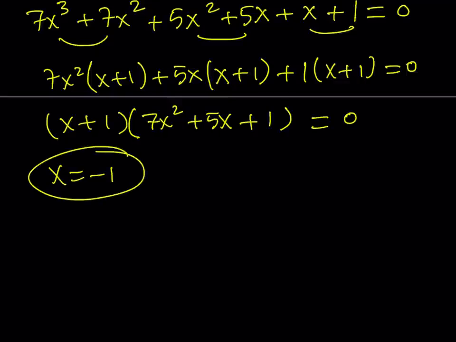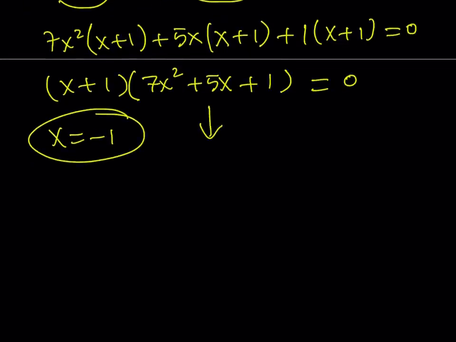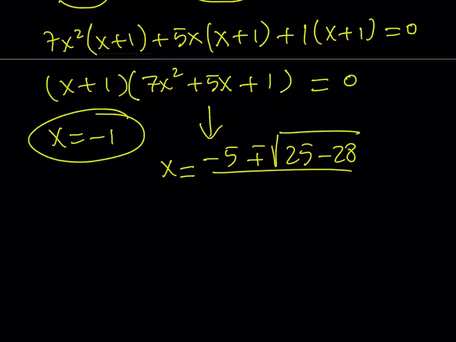How about the quadratic? We can solve it using the quadratic formula. The quadratic formula tells us that x equals -b plus or minus the square root of b squared, which is 25, minus 4ac. Why am I writing 4? Okay, 4 times 7 is 28, minus 28. Uh-oh, we got a negative answer, divided by 2a, which is 14.